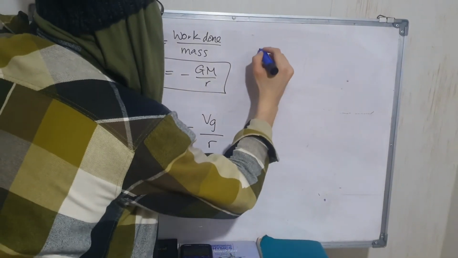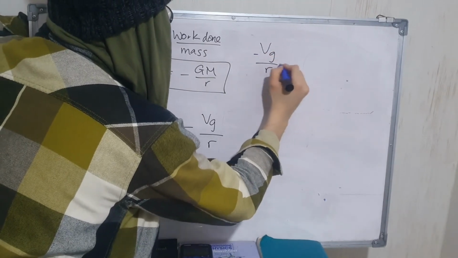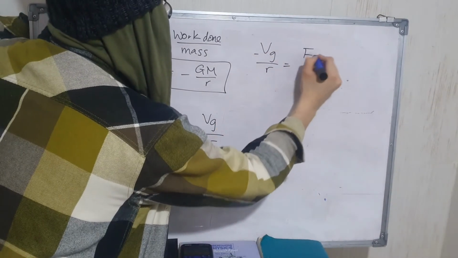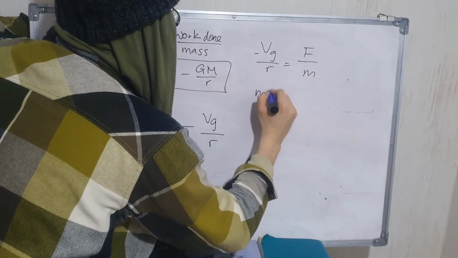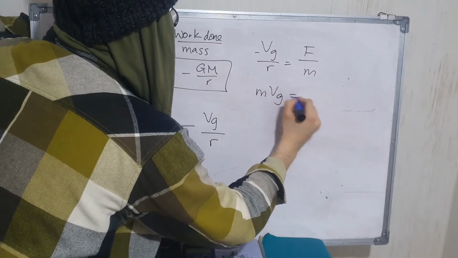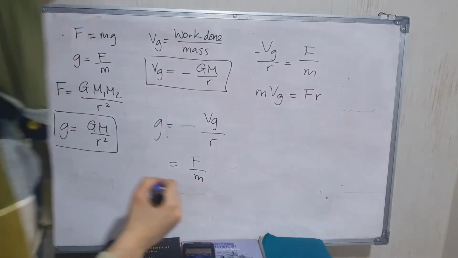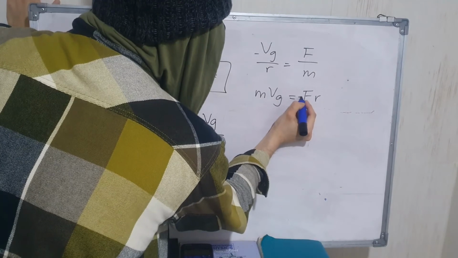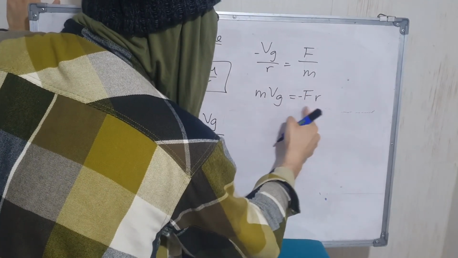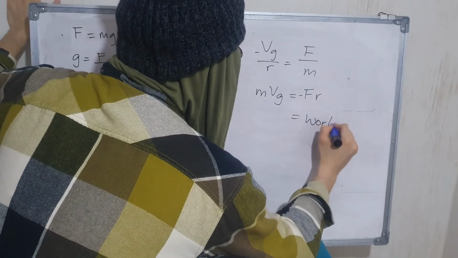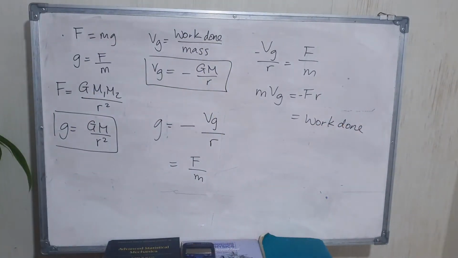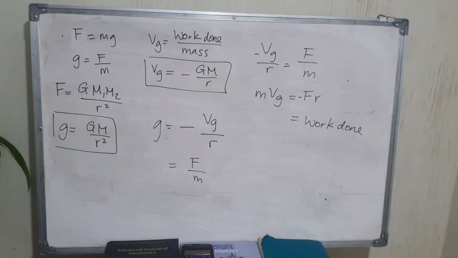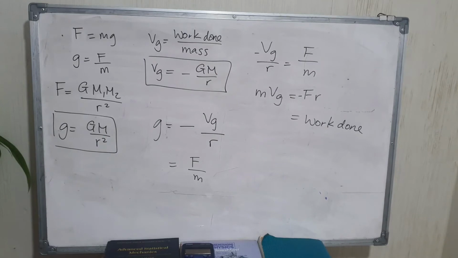So we get mVg is equal to Fr. And what is Fr? Now there's a minus missing, we can just put minus here. What is Fr? Force times distance. This is work done. So the energy needed to move a mass against a gravitational potential is the same as the work done.